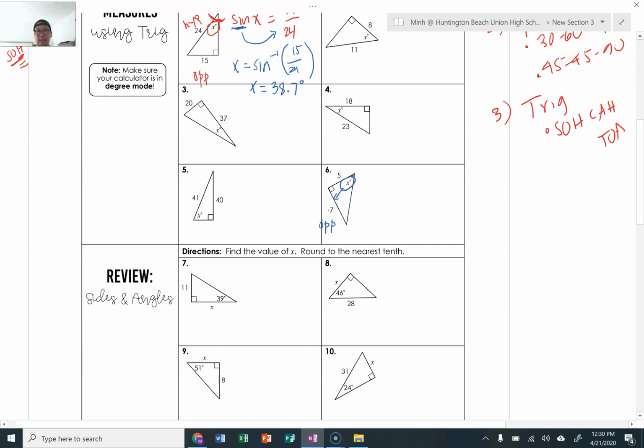And then, since there's no information given on my hypotenuse, the side that's across from the right angle, there's no hypotenuse. So therefore, this side must be my adjacent. So for number 6, let's do the same thing.